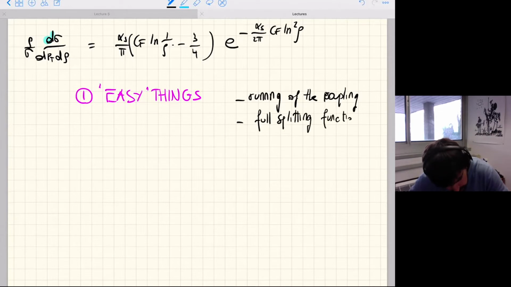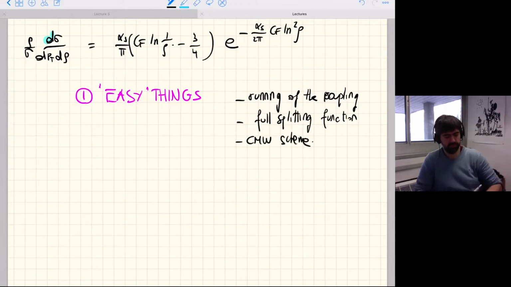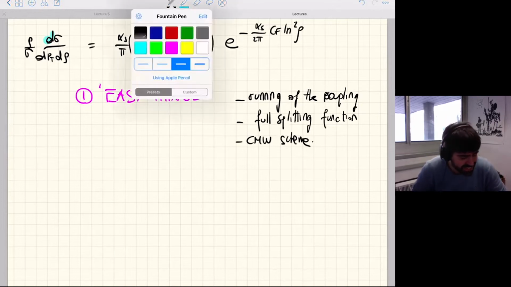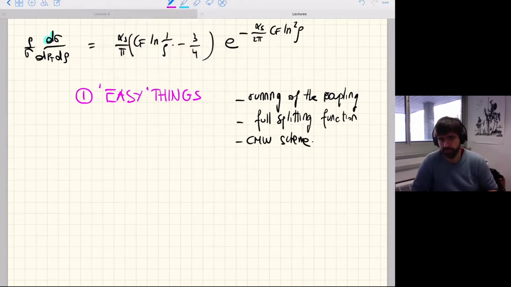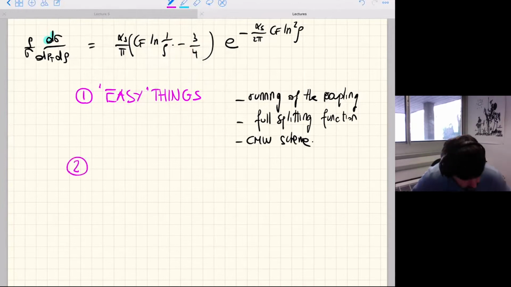So you go beyond the collinear limit, and the CMW scheme, or what other people call the two-loop anomalous dimension. These are easy in the sense that these are the same ingredients that we did before, so we could do the calculation. There are things that are a bit more difficult.